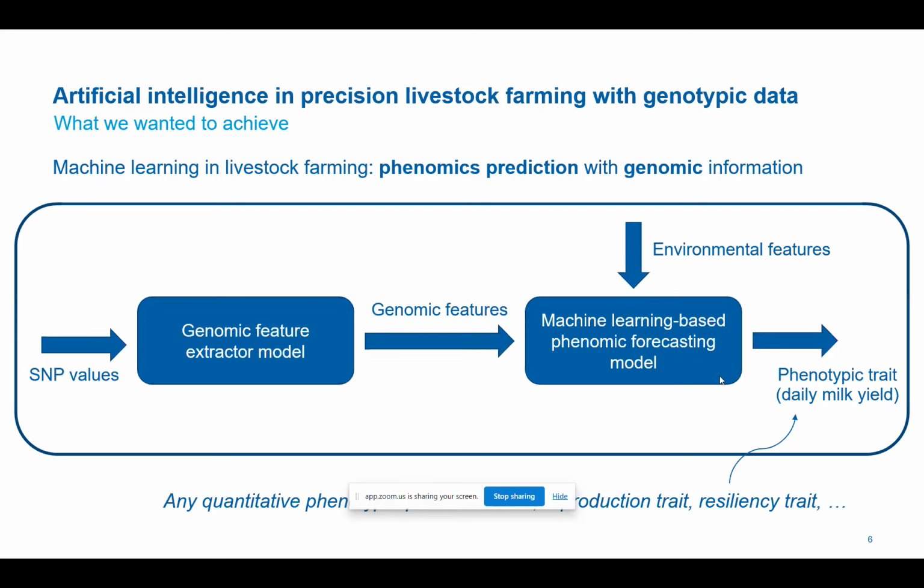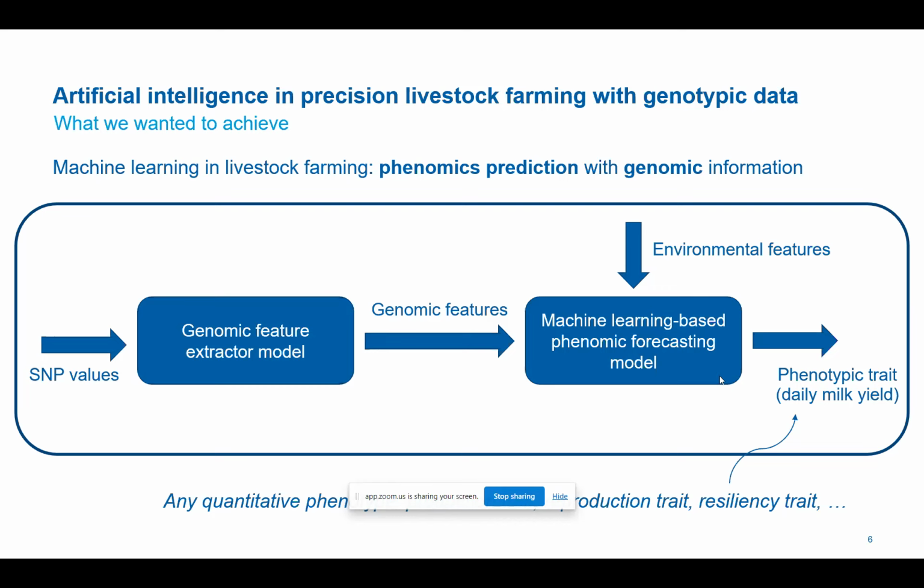So this is what we planned for. This is the pipeline that we planned to integrate environmental features and genetic features into a single model that was able to predict a phenotypic trait through artificial intelligence. So, as I was saying, we started from genotypic and phenotypic data. We had environmental features available and we had the genetic data available.